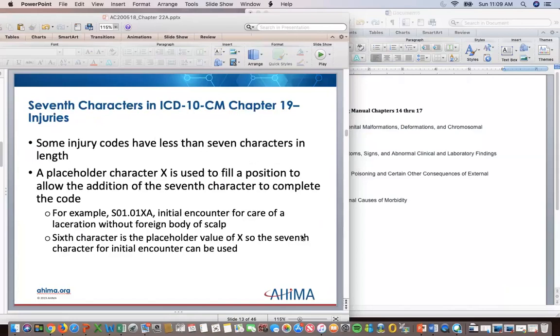Okay, so then they get into the placeholder character X. So remember, you'll be utilizing that to arrive at your 7 characters. Character 6 is used to fill a position to allow the addition of the 7th character to complete the code. Okay, so for example, we have initial encounter for laceration with foreign body of scalp, and the X is your placeholder.